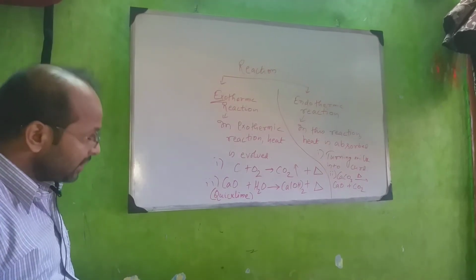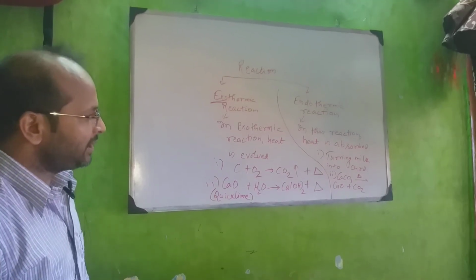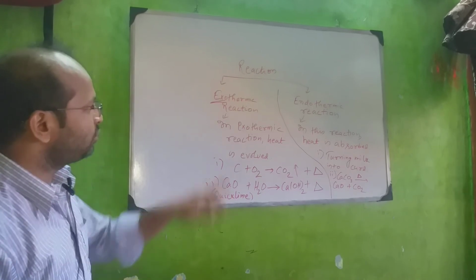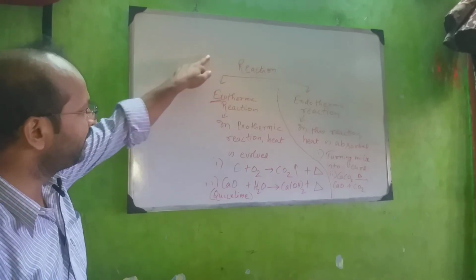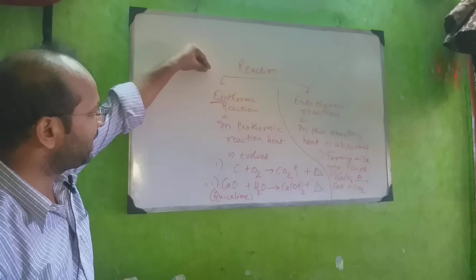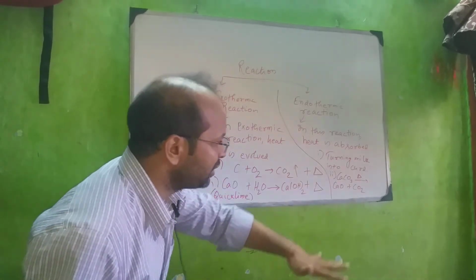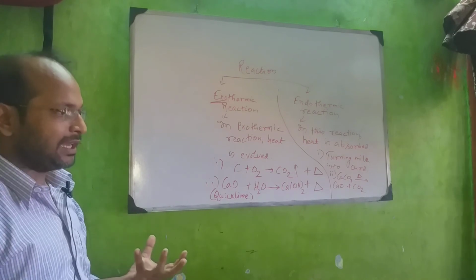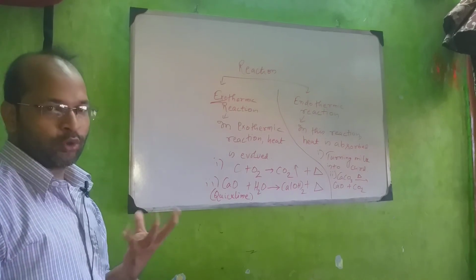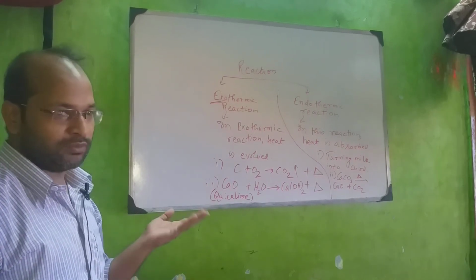So this was about endothermic and exothermic reactions. In exothermic, exit means heat will be given out, and if we place our hand, we feel very hot. In endothermic reaction, the heat will be absorbed, and you can see that the vessel in which the curd is made is cold. Even the curd is also cold. That's why the vessel will also feel cold.